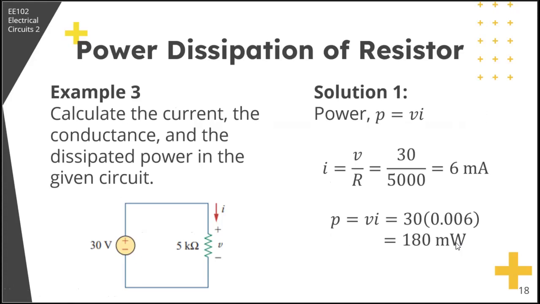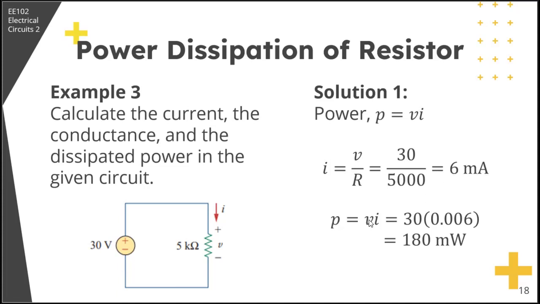Let's have this example. Calculate the current, the conductance, and the dissipated power in the given circuit. Okay, so, di ba, ang power, again, that's equal to voltage times current. Ang voltage across the resistor, across this element is 30 volts. Pareho sa ato ang voltage source. So, ato na lang isolve kay ang current. Current is equal to V over R. So we have 30 divided by 5K, that's 5,000. So that's equal to 6 milliamperes.